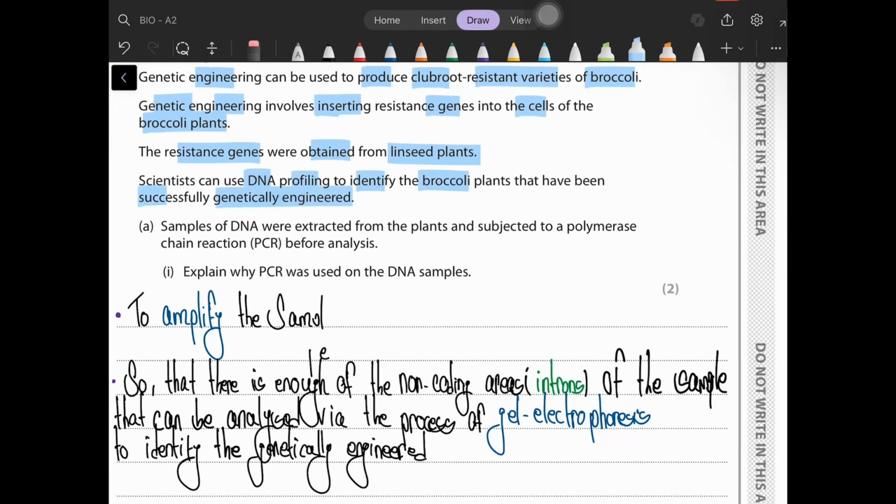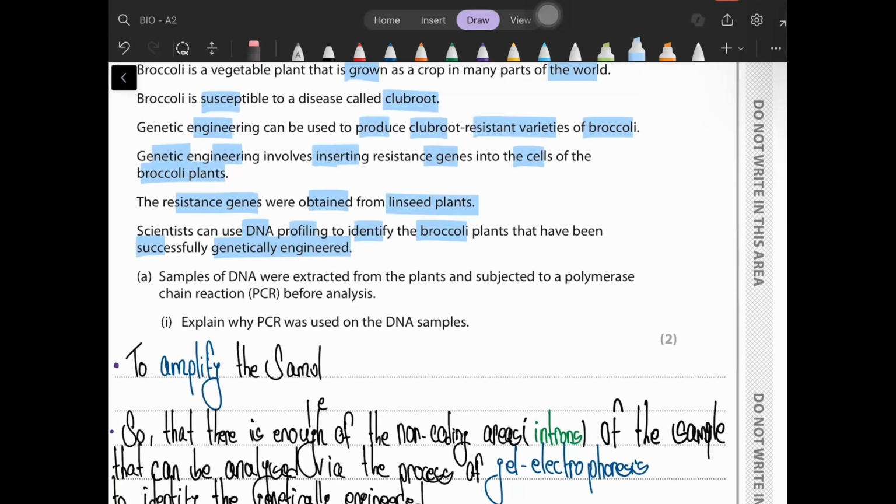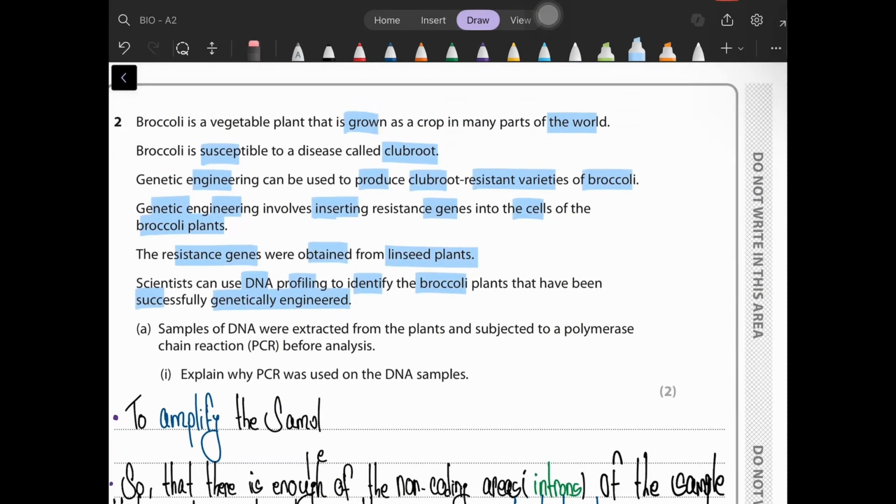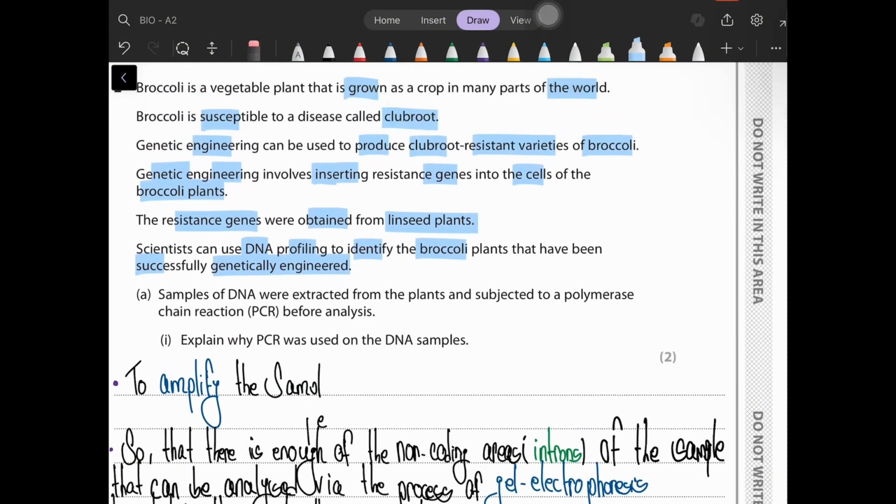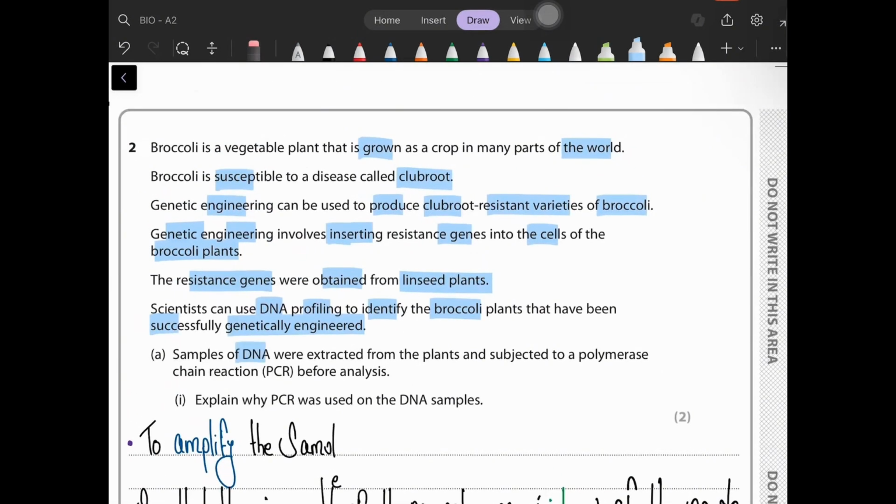Right. So this question is about producing recombinant DNA and everything. It said here that the broccoli plant is susceptible to a disease known as clubroot, and if we can insert genes from the plant of linseed that is resistant to this clubroot disease, the broccolis would be resistant as well. Now this question asks us to find the broccolis that have been genetically modified. So it said that some samples of DNA were extracted from plants and subjected to polymerase chain reaction before analysis, right? So why do we basically use PCR, polymerase chain reaction?